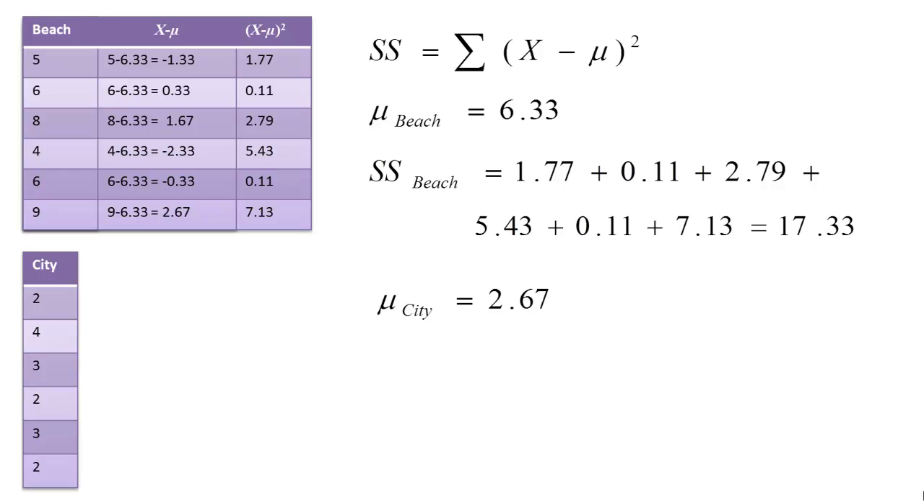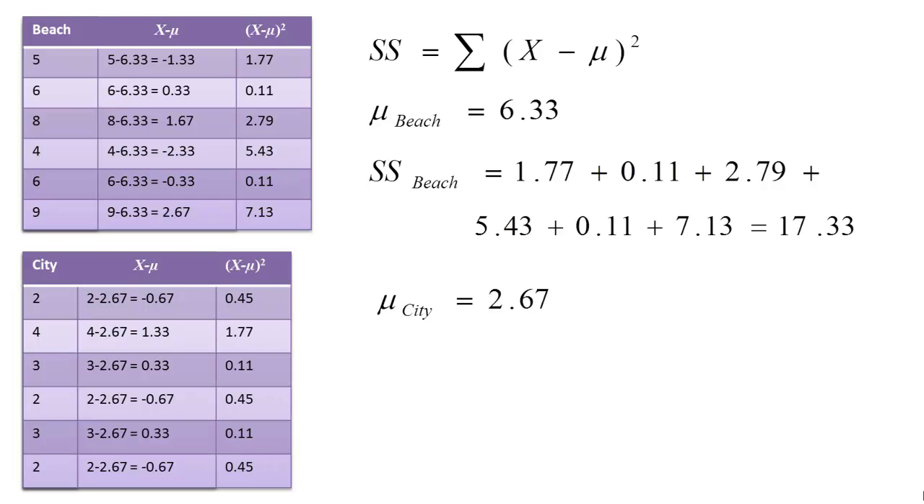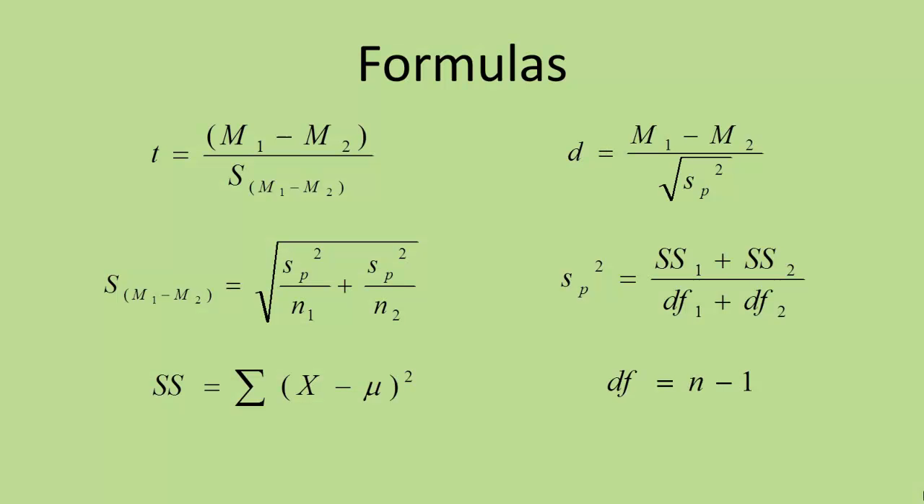Now we're going to do the same thing for the city data. The mean is 2.67. You subtract out the mean from each score of x. Then you square all of those values. And this is what the formula for the sum of squares for the city looks like. So now we know the sum of squares for the beach and the sum of squares for the city. So what next? Well, let's go look at the formulas. And you can see, now that we have the sum of squares, we can calculate the pooled variance.